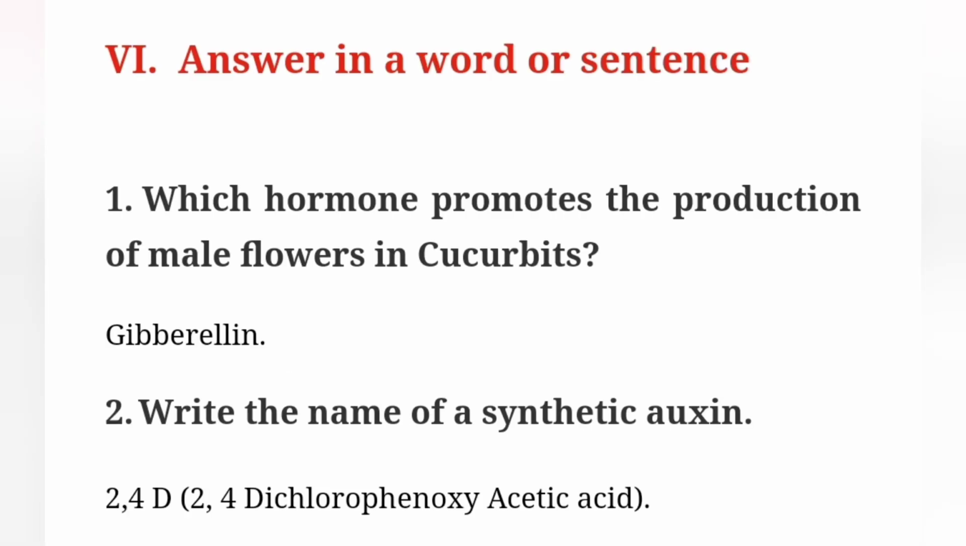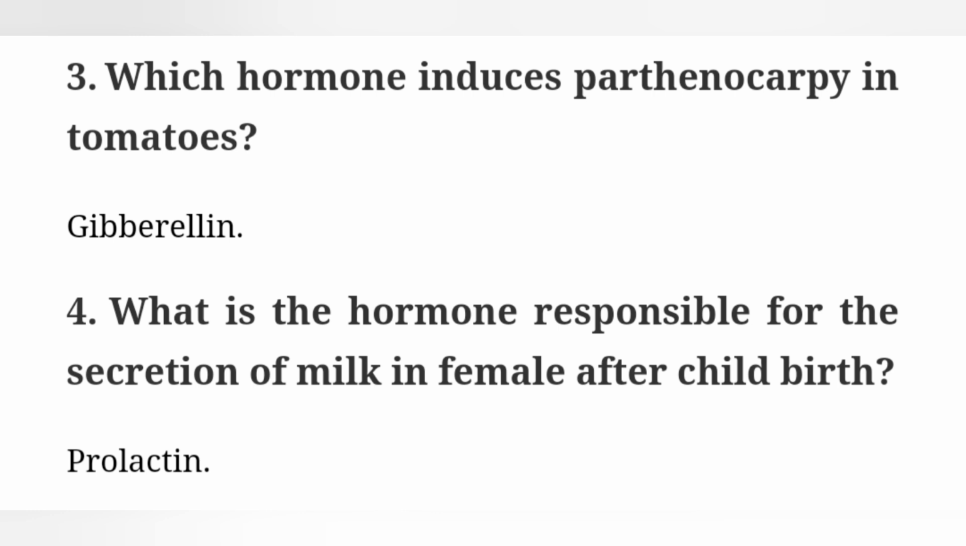Sixth Roman letter, answer in a word or sentence. First one, which hormone promotes the production of male flowers in cucurbits? Answer, gibberellin. Second one, write the name of synthetic auxin. 2,4-D, 2,4-dichlorophenoxyacetic acid. Third one, which hormone induces parthenocarpy in tomatoes? Answer, gibberellin.